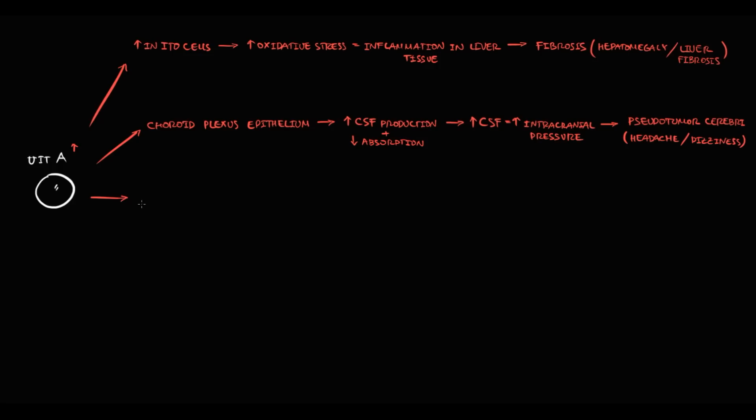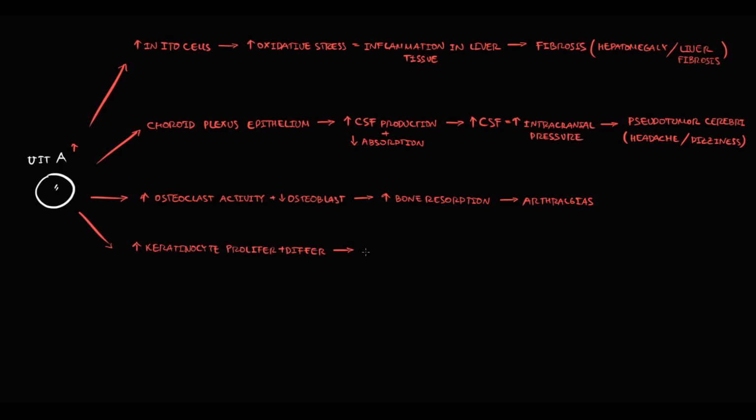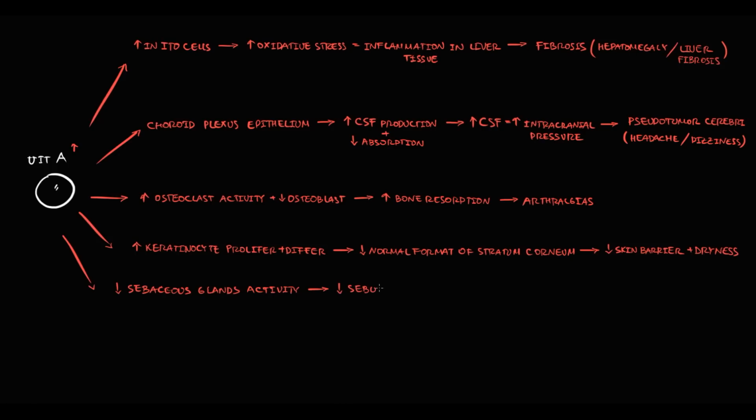Also, an excessive amount of vitamin A stimulates osteoclast activity and decreases the activity of osteoblasts. This leads to an increase in bone resorption, and this typically manifests as arthralgias. Excess of vitamin A also causes an increase in keratinocyte proliferation and differentiation, which results in decreased formation of stratum corneum. It affects the state of the skin barrier and causes dryness. Additionally, excess of vitamin A markedly decreases the activity of sebaceous glands, which leads to decreased sebum production, and typically the patient has very dry skin.